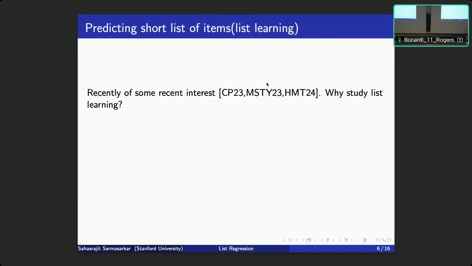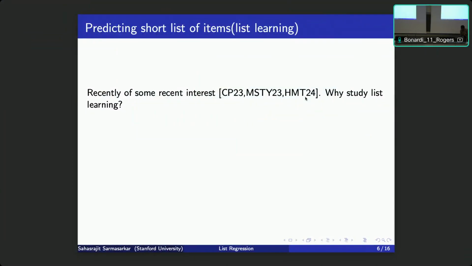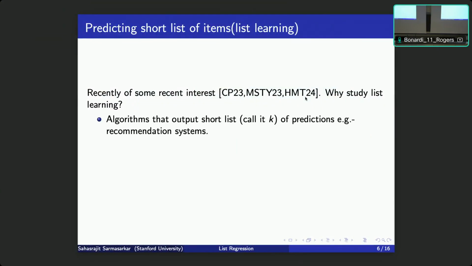Okay, so with this, we now move on to list learning, where the aim is basically to predict a list of items. And this has been of some recent interest. Why study list learning? You may want to output a short list of predictions, for example in recommendation systems, where you output a short list of predictions, and at a later stage you decide which one of the predictions to use.